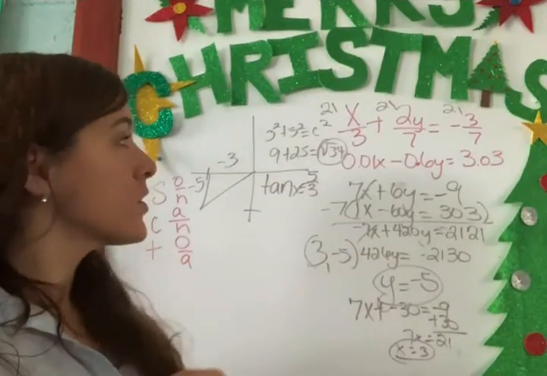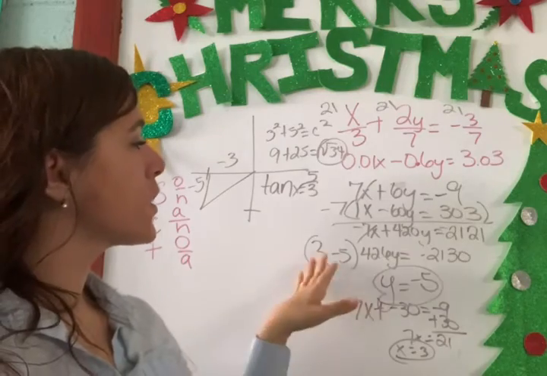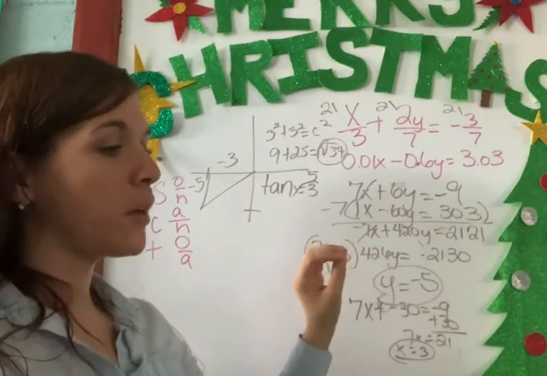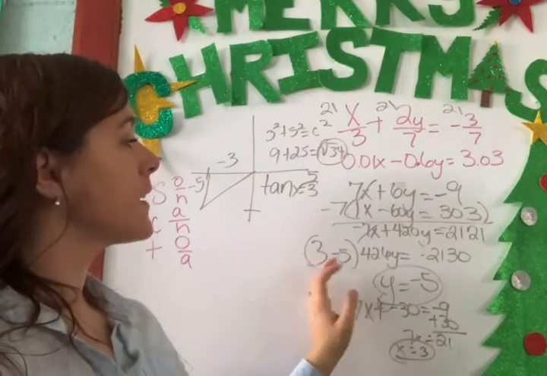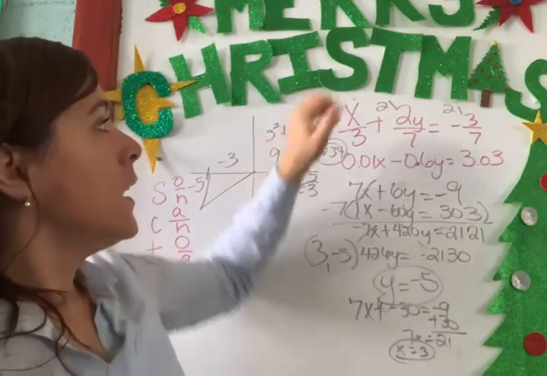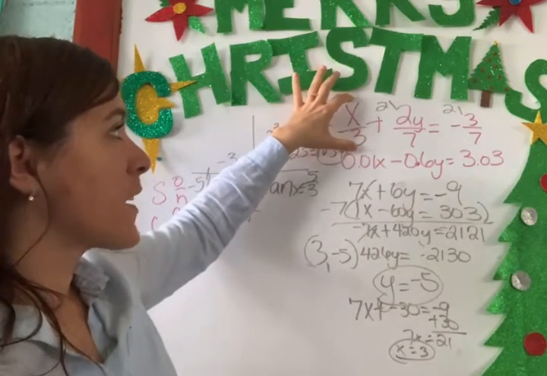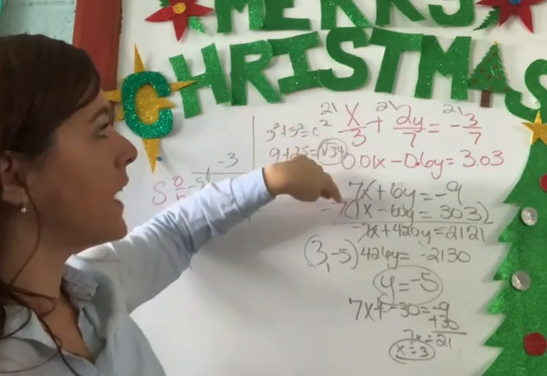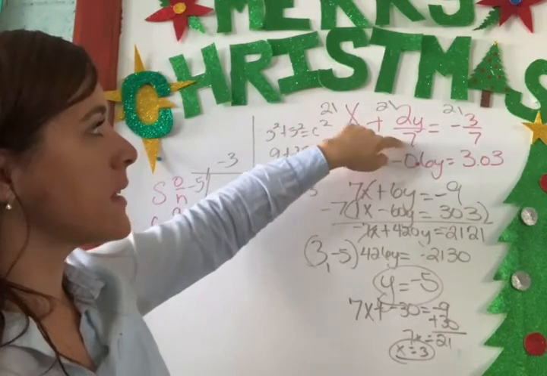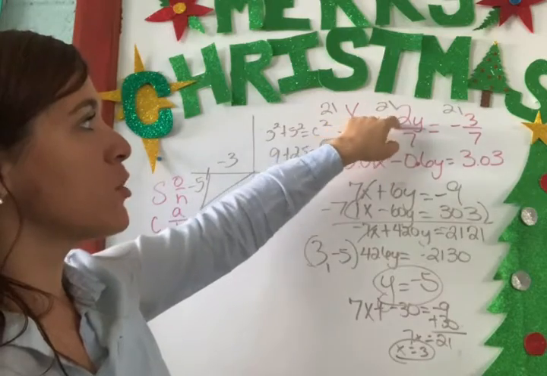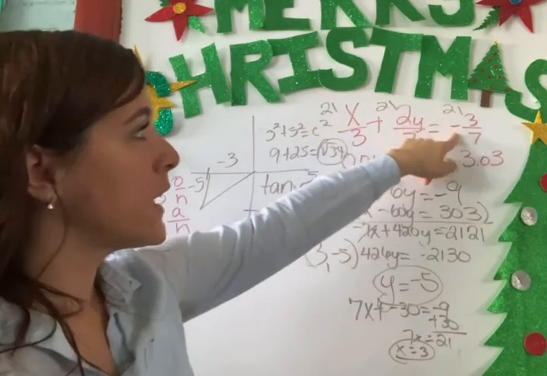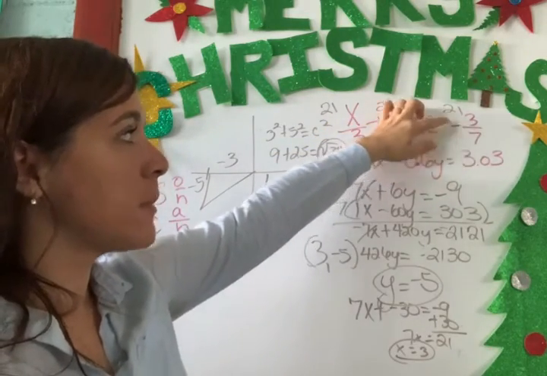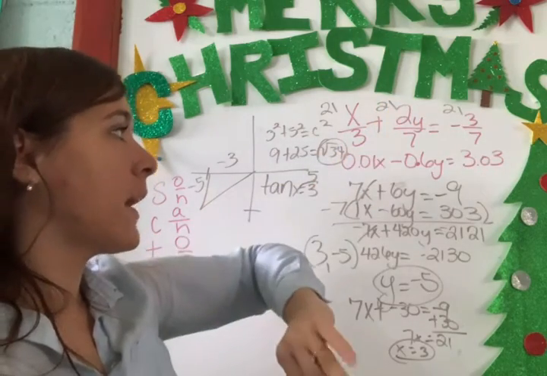Okay guys, the answer to letter A is 3 for x and letter B is 3 for x and negative 5 for y. Because in order to make these fractions into whole number format, we need to multiply by 21. So we get 7x plus 6y, because 21 divided by 7 is 3. 3 times 2 is 6y. Over here, 21 divided by 7 is 3, so 3 times negative 3 is negative 9.